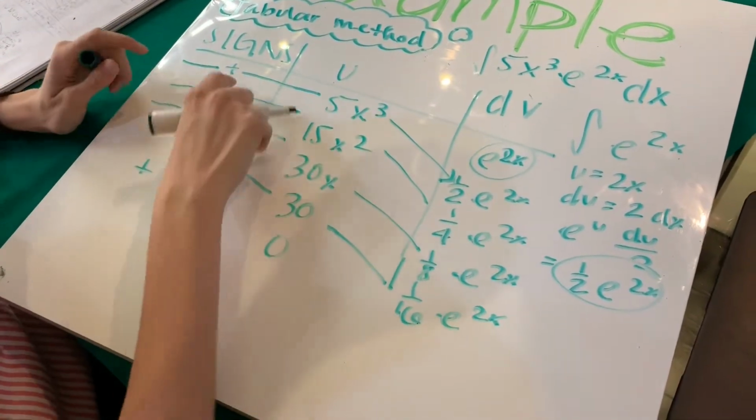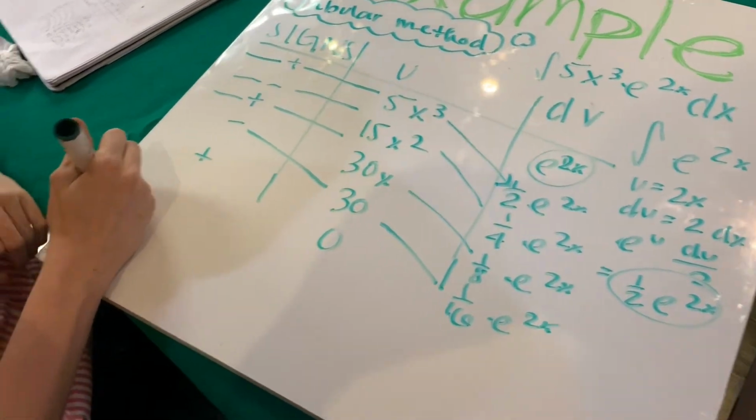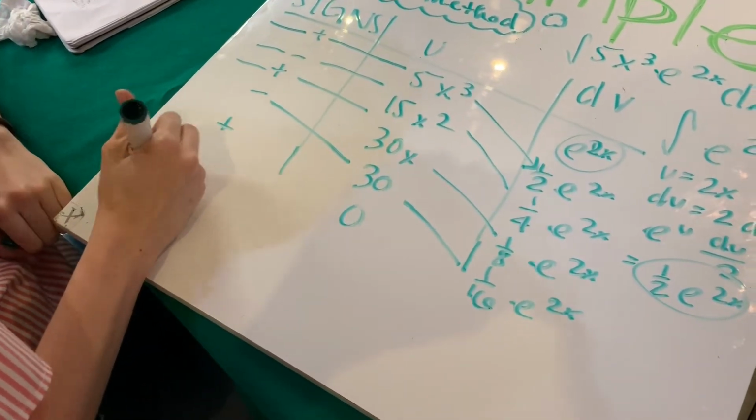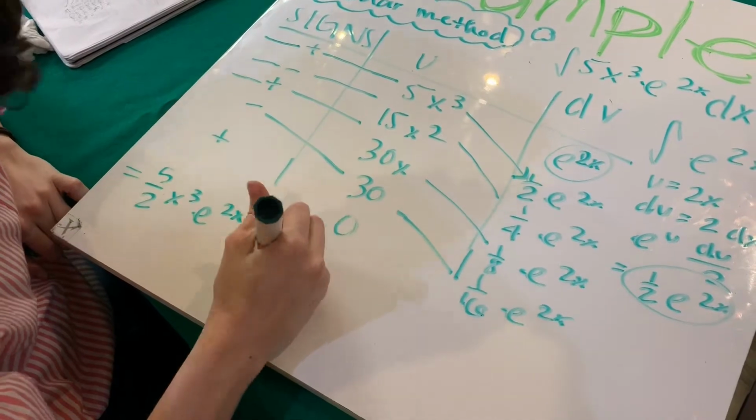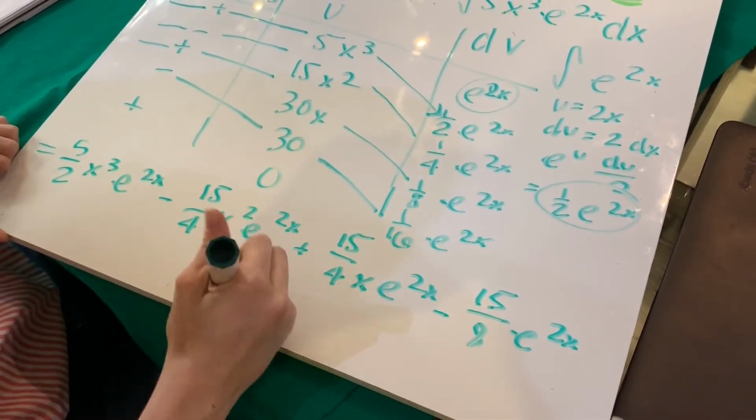So then we're going to multiply this times this times this all in one, and that's going to give us our final answer. And don't forget plus C.